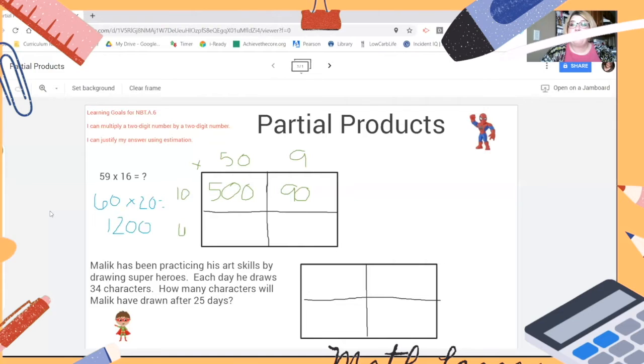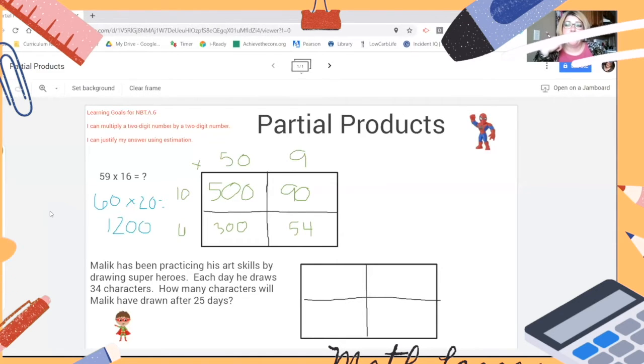Then I'm going to do 50 times 6. And where those two boxes meet, I have 5 times 6. 5 times 6, I know that's 30. And then 1 zero. So 300. And then 9 times 6. 9 times 6 is 54.